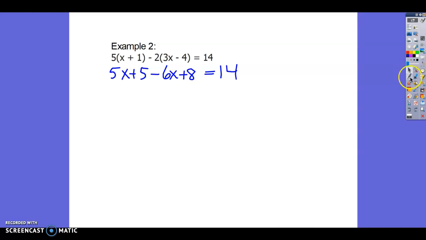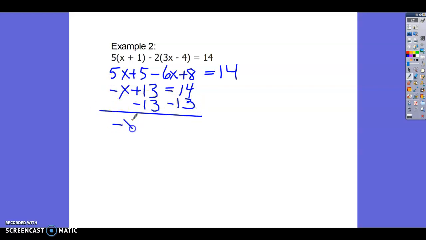All right, combine like terms. So I've got 5x minus 6x is negative 1x. And then I've got 5 plus 8 is 13. And that equals 14. So I'm going to subtract 13 from both sides. I'll bring down my negative x. Don't forget the negative goes with the x. And 14 minus 13 is 1. Now I'm trying to solve for x, not negative x. So I'm going to divide by negative 1. X equals negative 1.